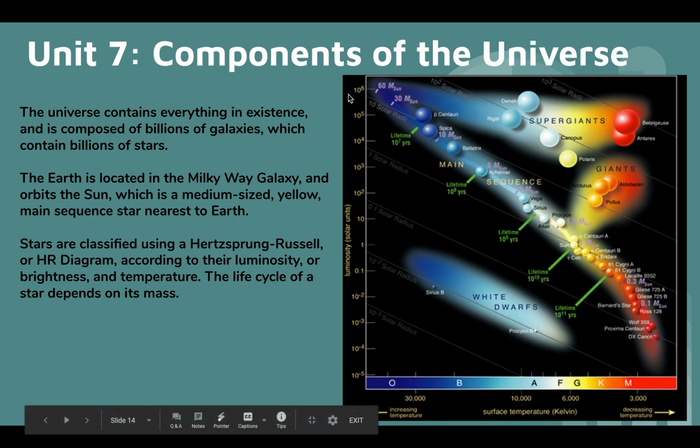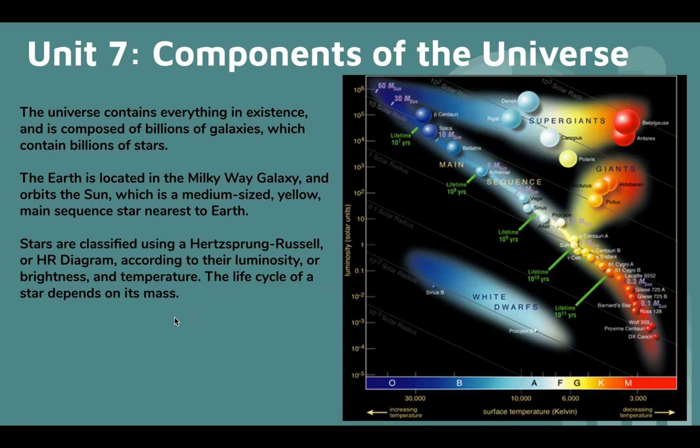So you have the brightest stars at the top, the dimmest stars at the bottom, and temperature, where you have the hottest stars on the left and the coolest stars on the right. The life cycle of a star depends on its mass.